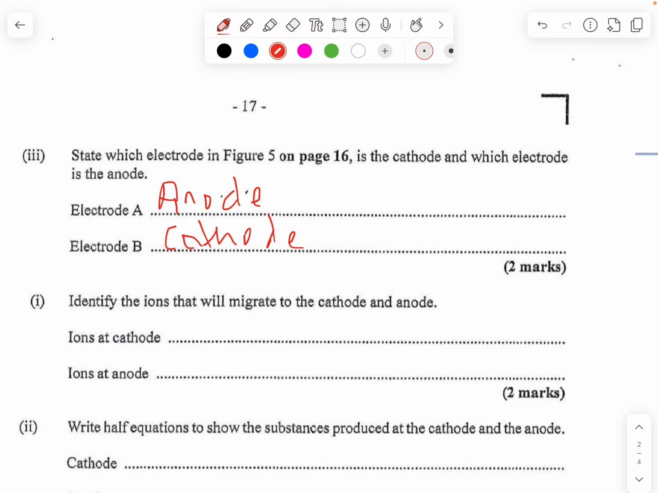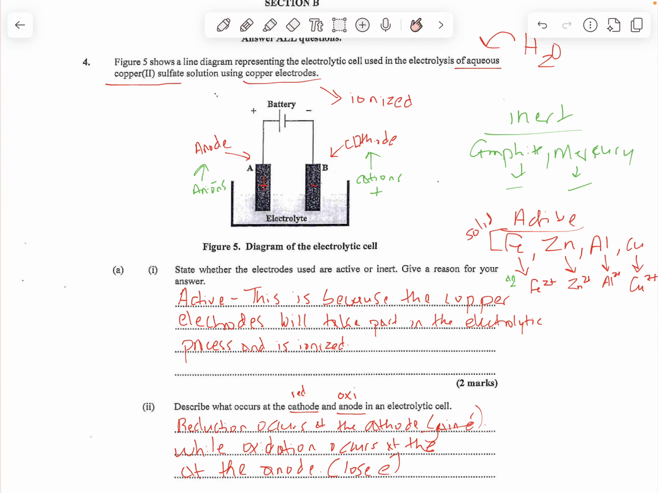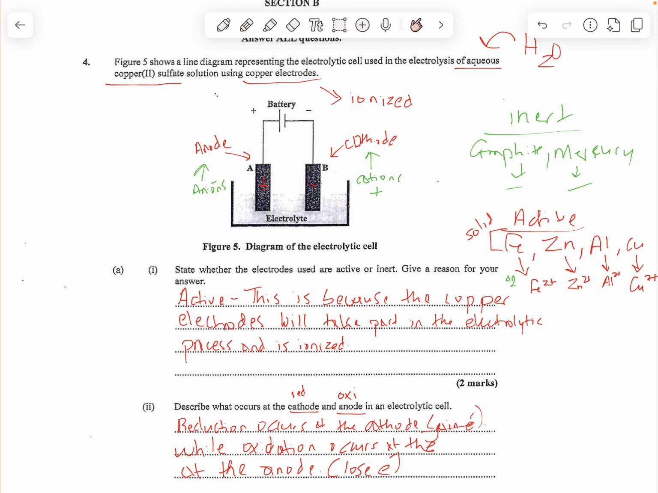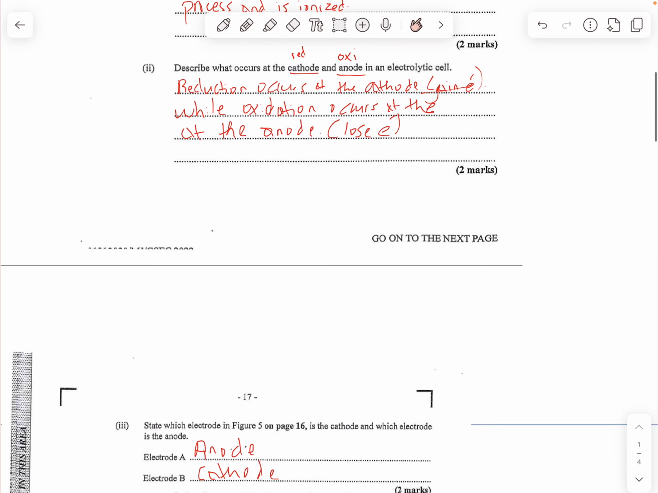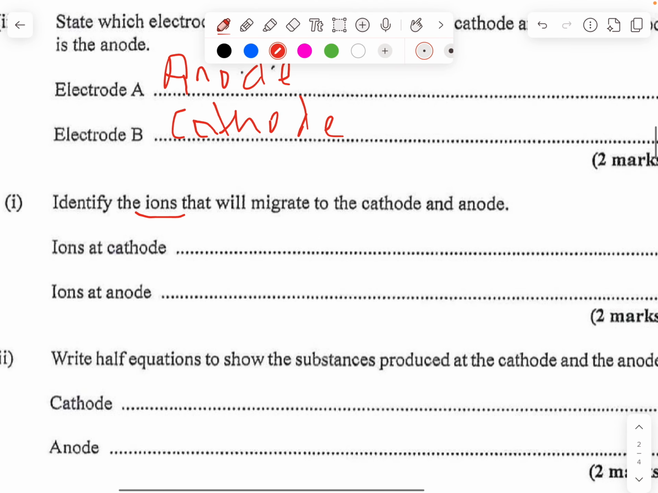Nice. Identify the ions that will migrate to the cathode and the anode. Yes, so remember that earlier when we looked at the question, it said that we have aqueous copper sulfate, right? Aqueous copper sulfate. Water is present and copper sulfate is also present. So we need to write out all the ions that will be present in water and copper sulfate. And since it says ions, we're going to write the ions. We need to see charges, right?